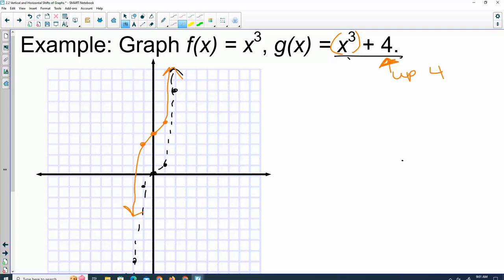I want you guys to do one. So I'm going to give you a function and a transformation. You need to graph both. Original function dash, final one solid, minimum of 3 points on each.